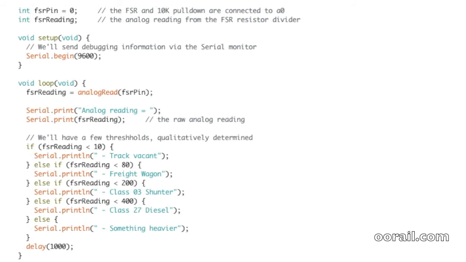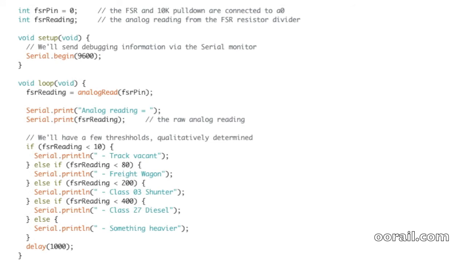So the next function is the setup function, and it does just one thing, which is Serial.begin 9600. Now 9600 is the default speed or baud for the serial monitor, and basically what it's doing is just opening the serial monitor. Now the serial monitor was that information you saw at the beginning of the video, where it was telling us either the track was vacant or what was on the track.